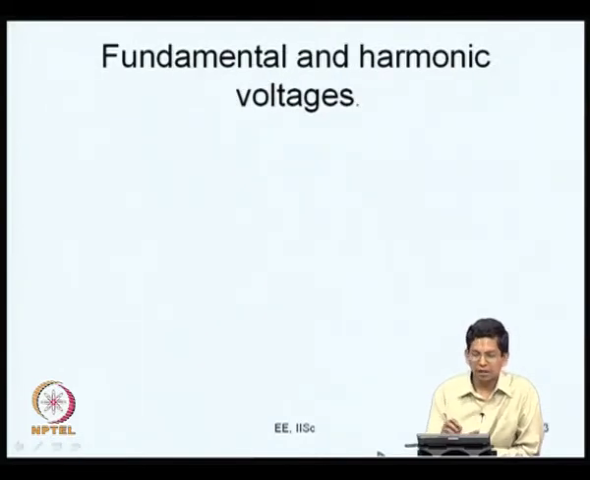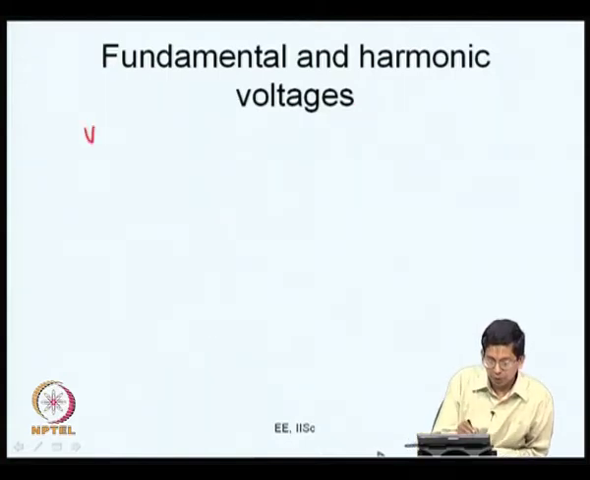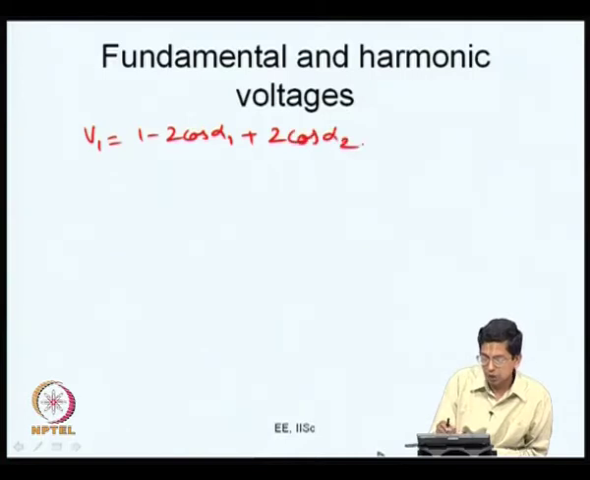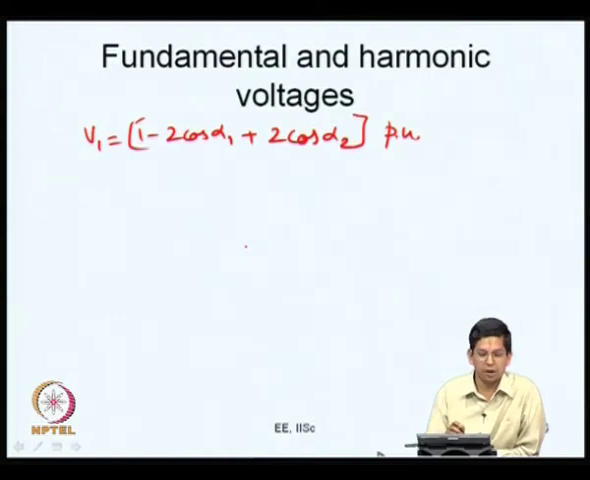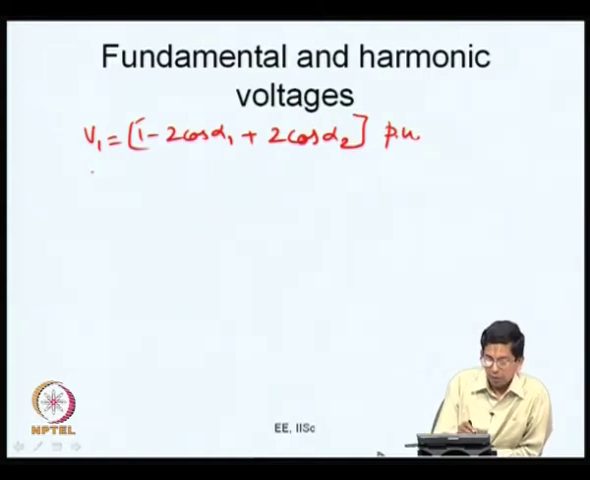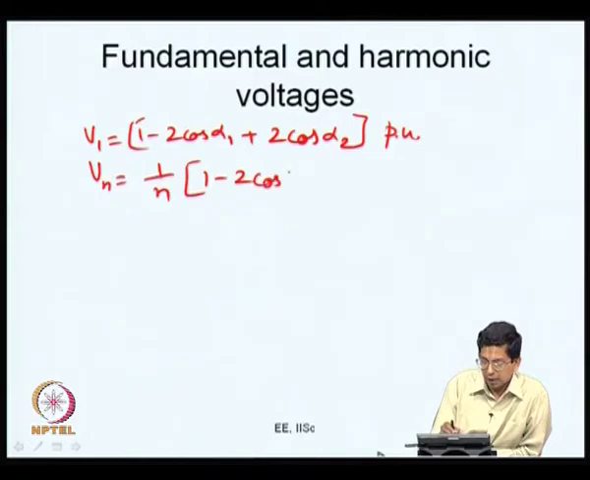As I have already said, the fundamental and the harmonic voltages are V1 equal to 1 minus 2 cos alpha 1 plus 2 cos alpha 2 in per unit terms. You can plot this by varying alpha 1, varying alpha 2, and there are many things that you can plot here. And Vn is 1 by n times, I am just repeating it, but I think it is all right.